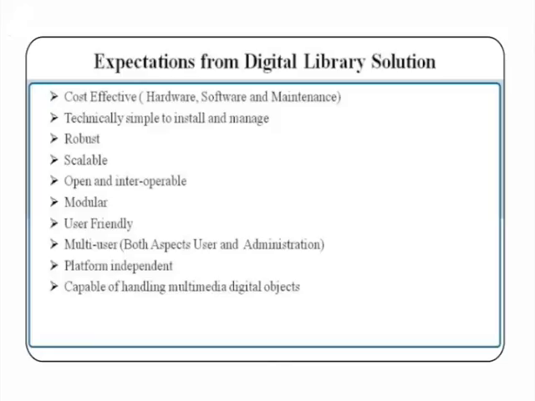Digital library software should have a user-friendly multi-user interface so that multiple entities can use and administer the software simultaneously. It is also desirable that it should be platform independent so it can run on any popular software and hardware platform. Last but not the least, it must have the capability to handle all types of digital objects. The object can be a dataset, document, multimedia, or any digital format.